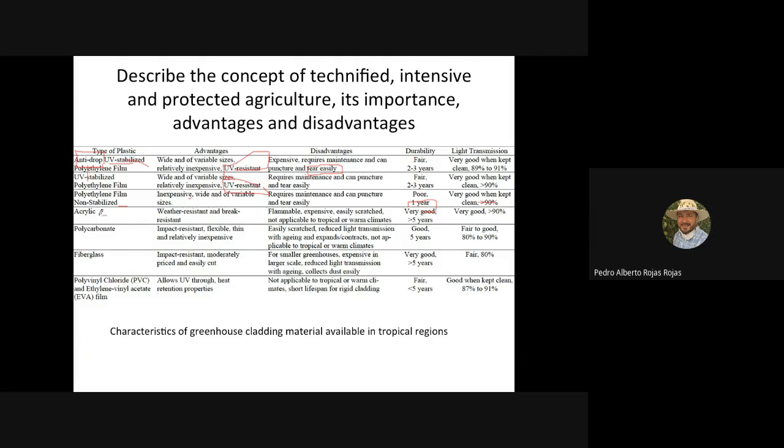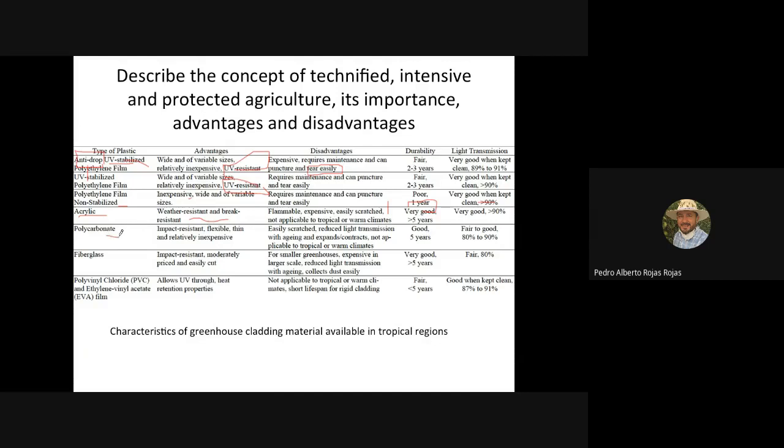And number four is acrylic, which is water resistant and break resistant. As a disadvantage, it is flammable, expensive, and easily scratched. In tropical climates, it is very well adapted. It has very good durability and very good light transmission.